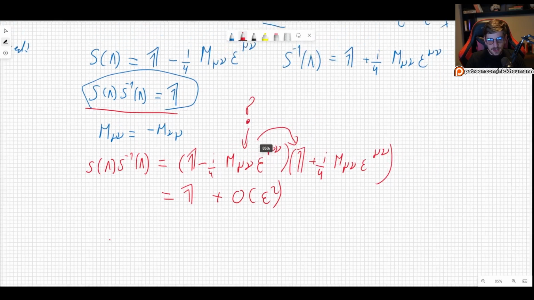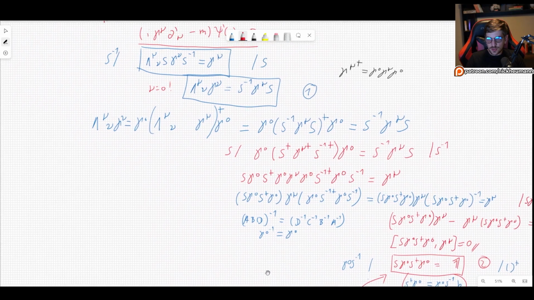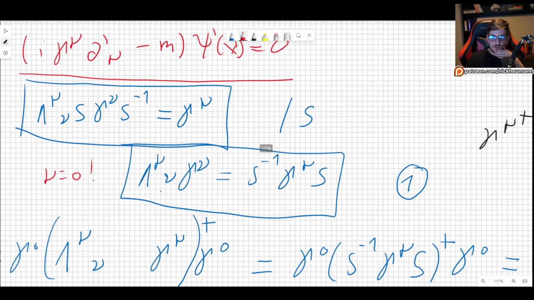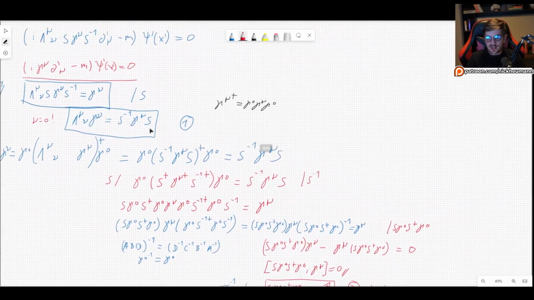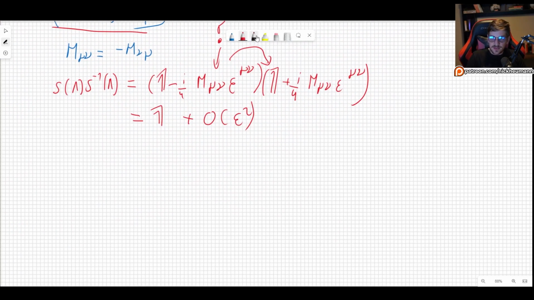Okay, so now we can go back to our beautiful relation that should be somewhere over here, this one. Let's go back to this relation and see what we find if we take S and S inverse to be what we just said. We will just take the infinitesimal version of this equation. So I'm just going to rewrite it here. Let's take the infinitesimal version of lambda mu nu times gamma nu, which we said is equal to S to the minus 1 gamma mu S.